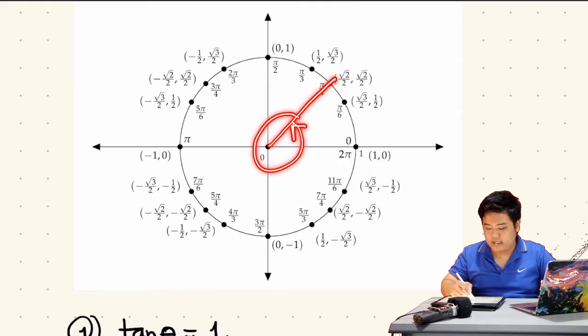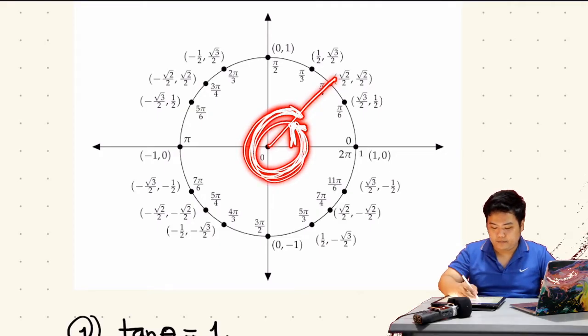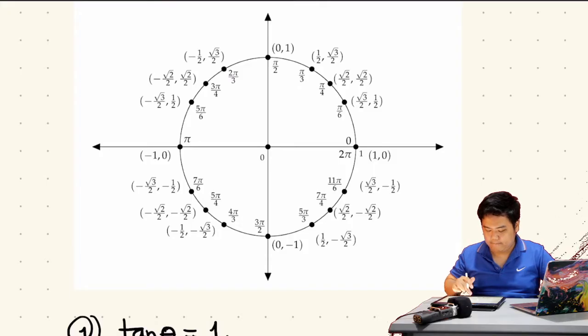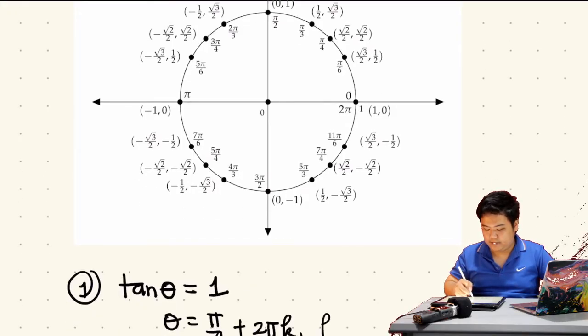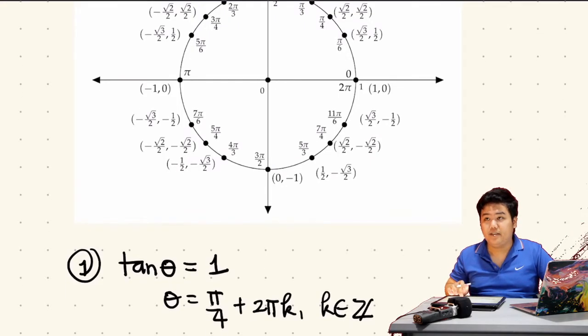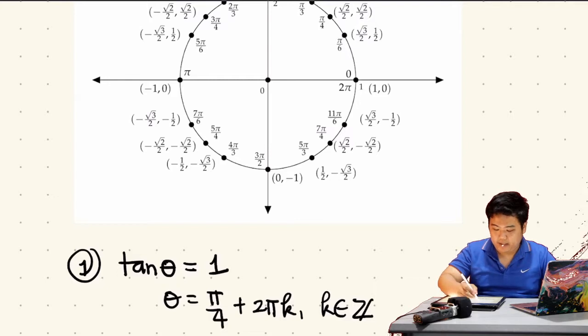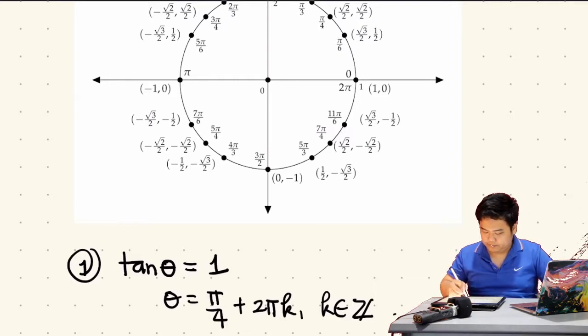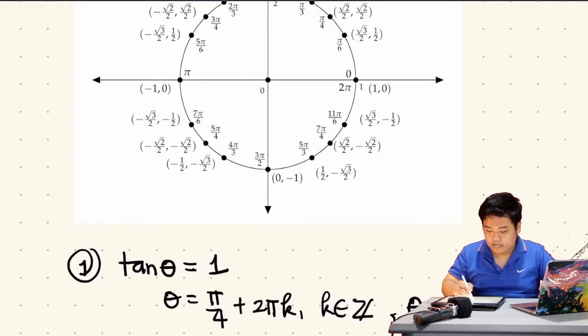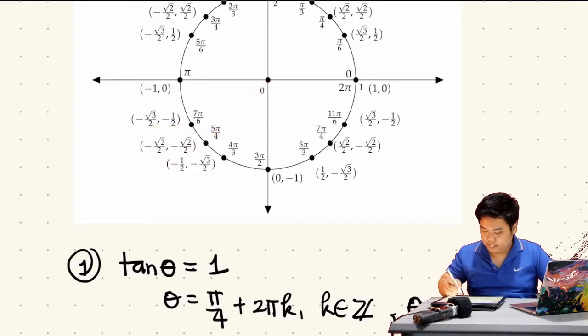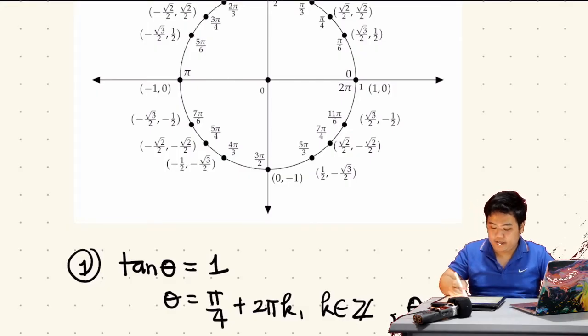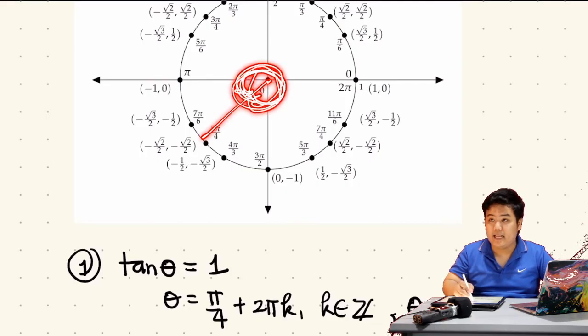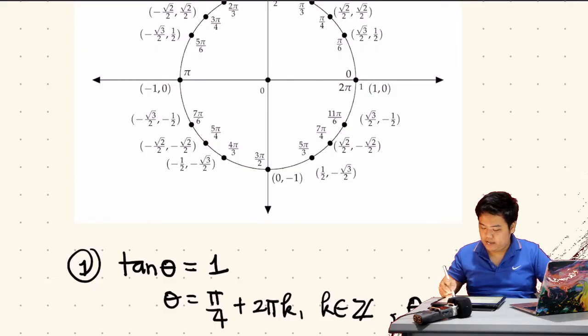Tapos, lahat ng mga umiikot sa kanya, pag nag-add ka ng 2 pi, or pag nag-subtract ka ng 2 pi. So, that is 2 pi times integer k. And, there is another possibility. Ano isang possibility na maging 1 yung tangent? So, 1 yung tangent sa 5 pi over 4. Kasi pareha ang sine at cosine nun, oh. So, 5 pi over 4. And the same thing, mag-add ka ng 2 pi or magsusubtract ka ng 2 pi, kasali pa rin yun sa sagot. So, plus 2 pi k, where k is an integer.